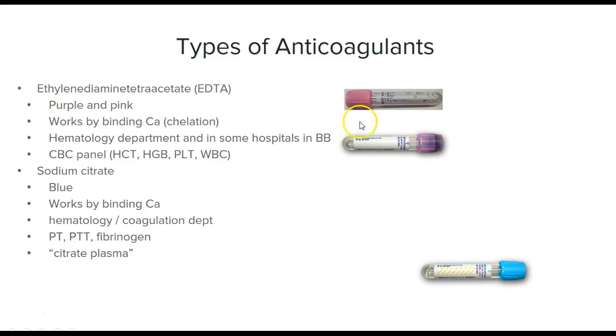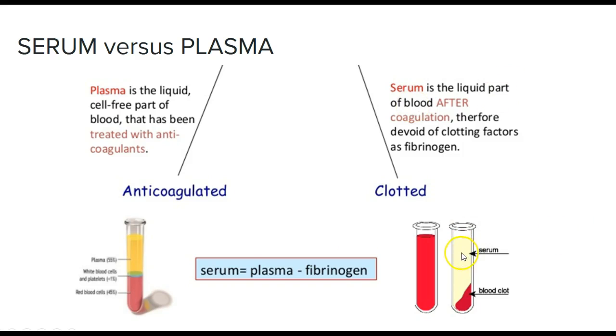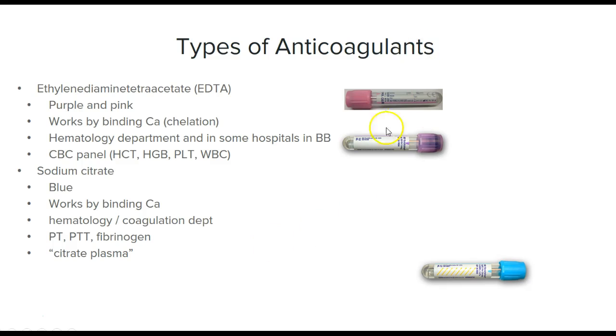So these are mixed. We don't centrifuge these down where we get this plasma and serum. We don't centrifuge the ones that go to hematology. For the most part, these tests go to the hematology department, and in some hospitals, the pink goes to blood bank. This does a CBC panel, which includes the hematocrit, hemoglobin, platelet, and white cells. So what you need to know is the purple and the pink have EDTA in them, and they bind calcium, and what department we send them to.